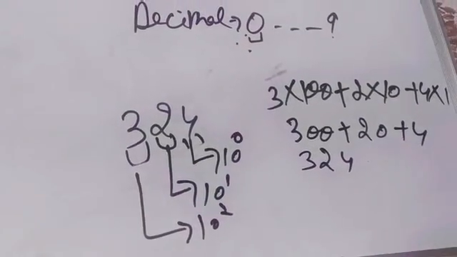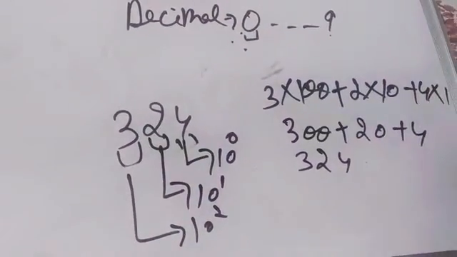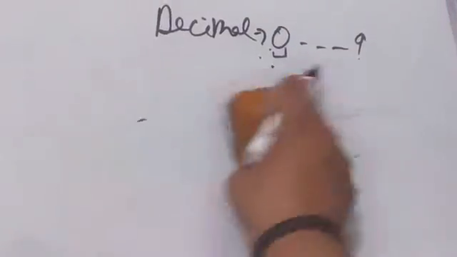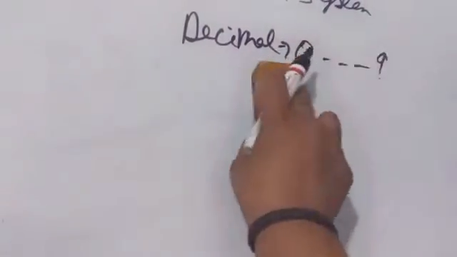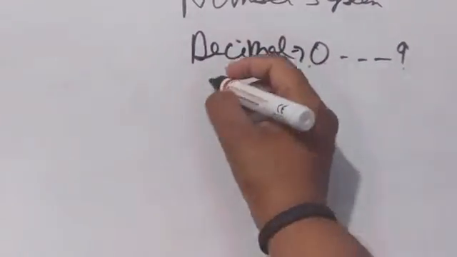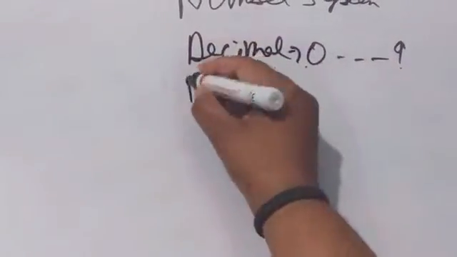In this manner, these number systems are called positional number systems, right? So this was the decimal number system. The decimal number system is the very basic number system that we have studied so far, from our basic classes, right? So now what are the other systems we are going to understand in this lecture?